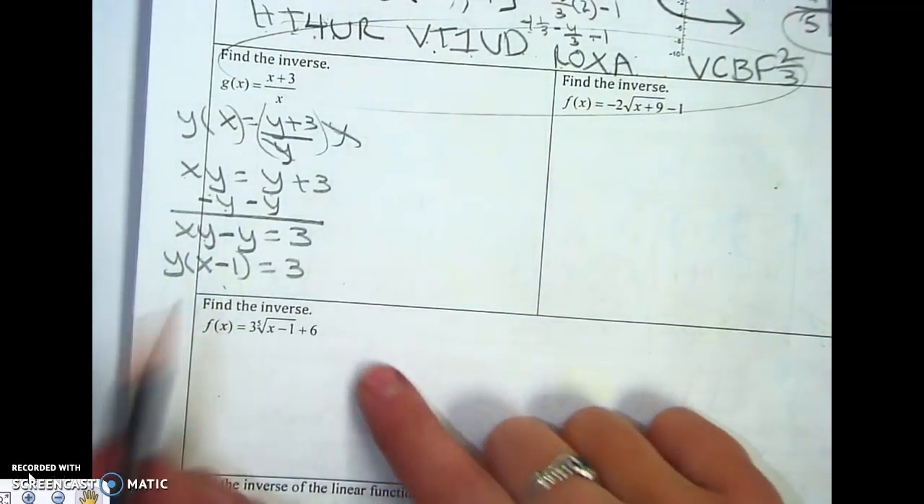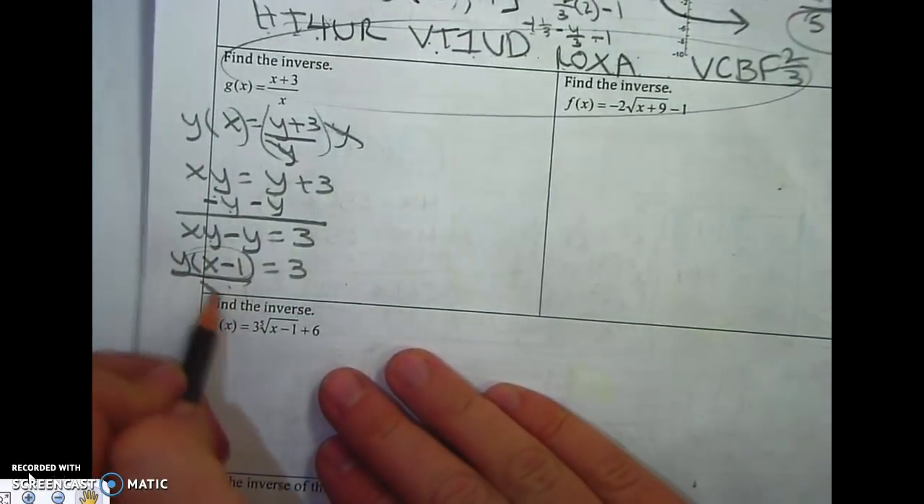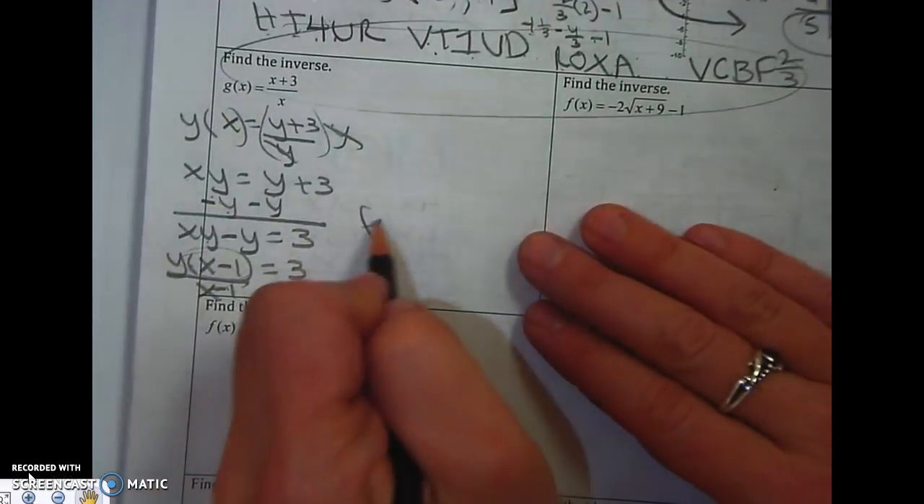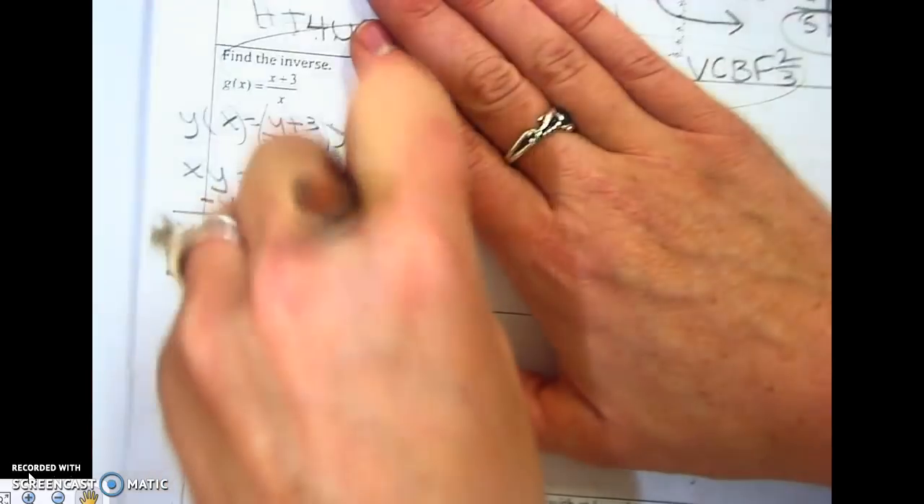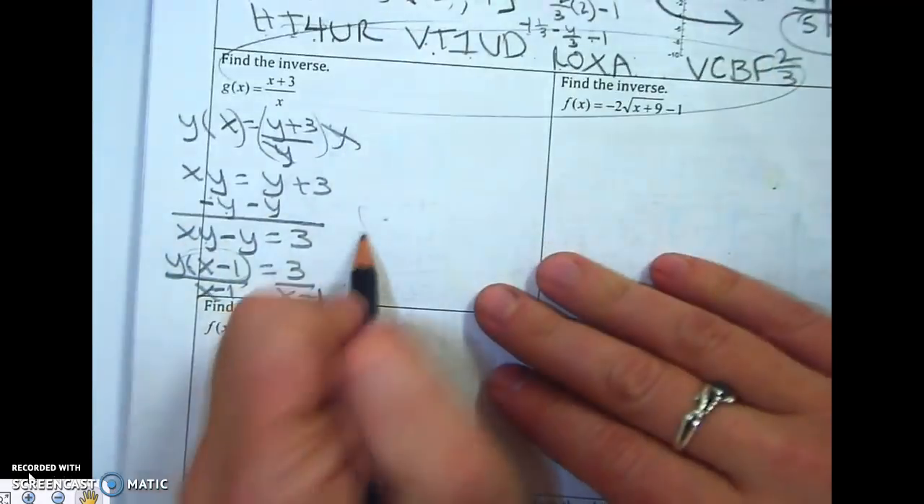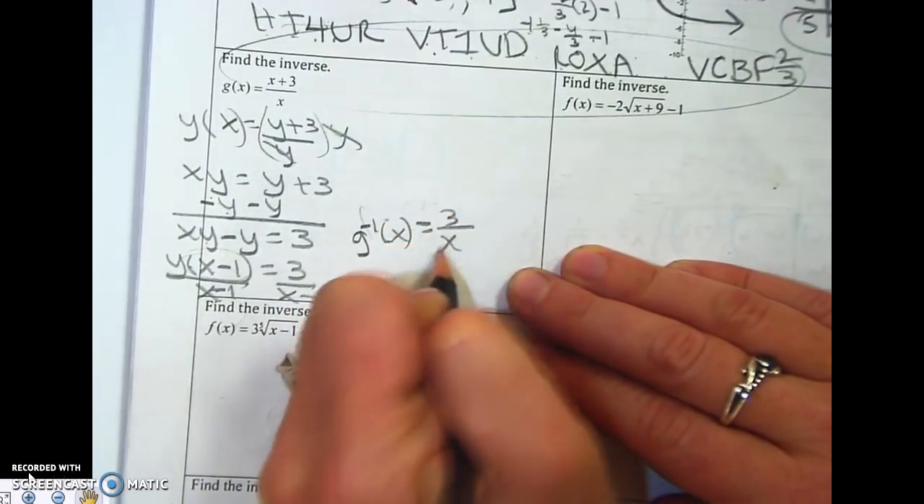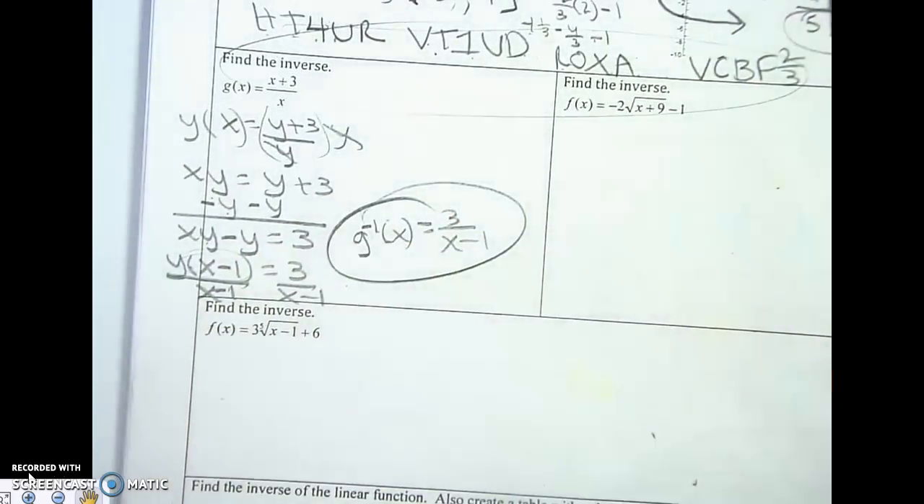I'm almost done with solving for y. I just have to get rid of this. So I divide by x minus 1. Boom, the y is by itself. Oh, but don't write f inverse, because that's a g. So g inverse x equals 3 over x minus 1. Okay?